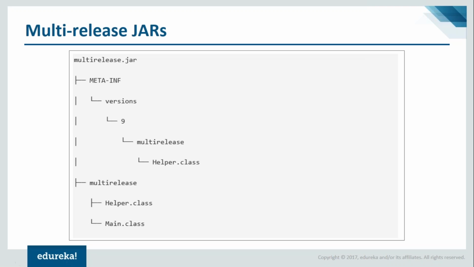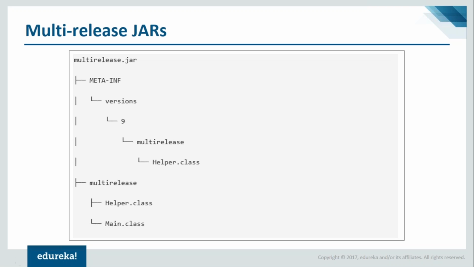Now let's look at the directory structure here. If you look at the Java multi-release jar feature, you have the meta information under which the version has been specified. Under that you can find the multi-release class and the helper class as well. What this program means is that we've used the multi-release jar which can be used on Java 9. Instead of the top level multi-release helper class, we can go for the one present under the meta section.